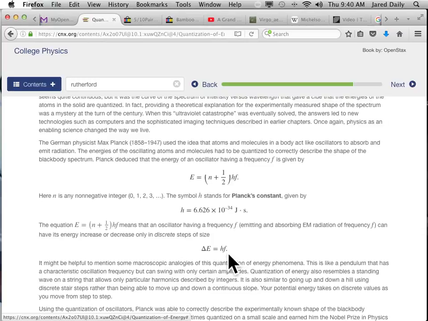This particle of energy we later call a photon, and he was not the only person to discover this. Einstein also discovered this, but in a different way.